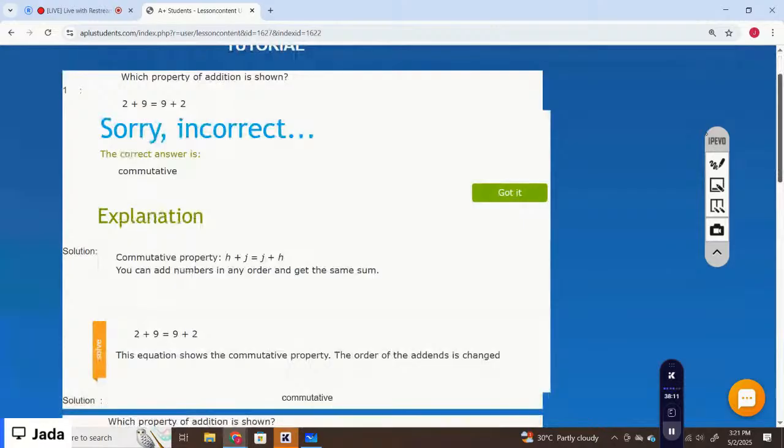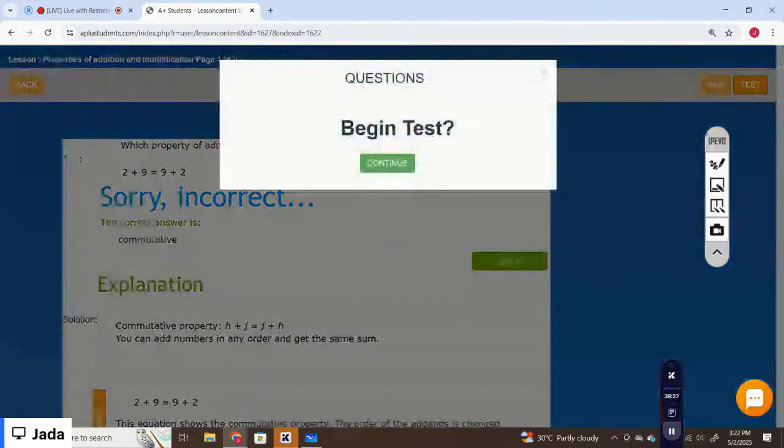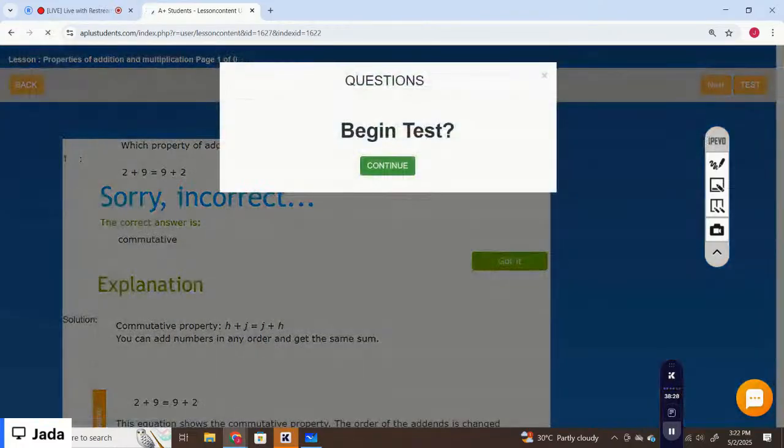For addition, the commutative property always holds. You just have to change the position of the addends, right? So that is the commutative property. Let's just start with the test questions.